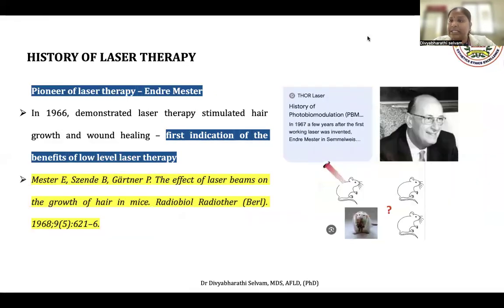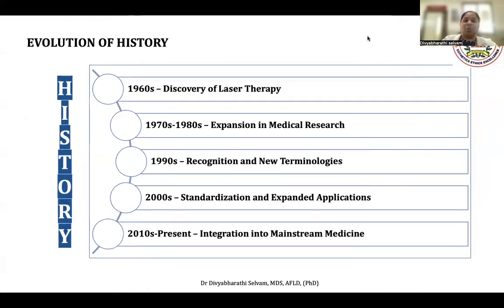The pioneer of laser therapy is Dr. Endre Mester. He is the first person to indicate the use of low-level laser therapy, where he did a study on rats by shaving the hair to see whether there is a regenerative capacity with PBM therapy utilizing laser or LED wavelength at minimum level. He is the first person. With that, in the 1960s, we developed laser therapy. In the 70s to 80s, its expansion came to medical and dental research.